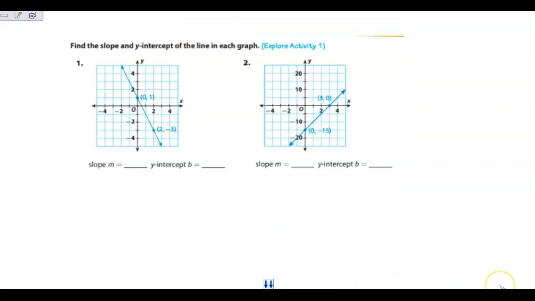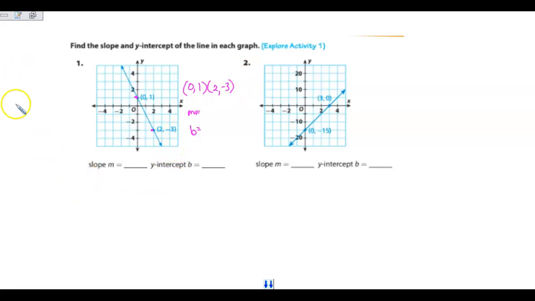We're going to find the slope and y-intercept of the line in each graph. They're very kind and gave us 2 points to work with. So I have a point at 0, 1, and I have a point at 2, negative 3. And I want to find the slope, and then I want to find the y-intercept. So let's find the slope first.